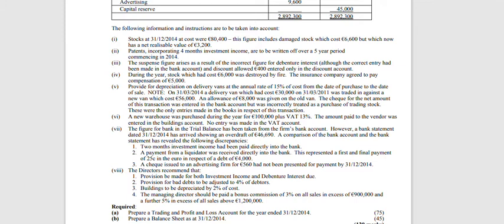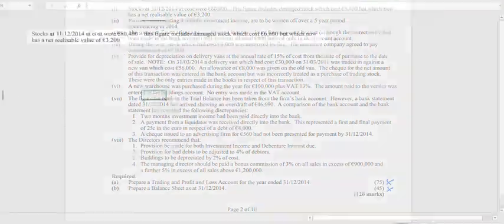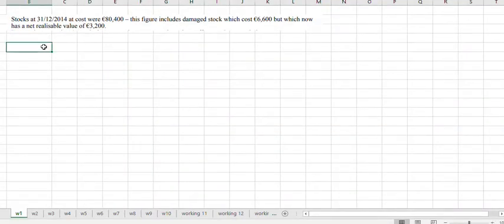The way I approach the question, I go through each working in turn, and that's what I'm going to do now. Once you have those done, you're going ahead to prepare the trading profit and loss, 75 marks, and the balance sheet, 45 marks. You have to know the layout of the trading profit and loss and the balance sheet. This is just practice and doing questions over and over until you know the layout. Once you know the notes, you can put the figures where they're meant to go. So let's look at note number 1.